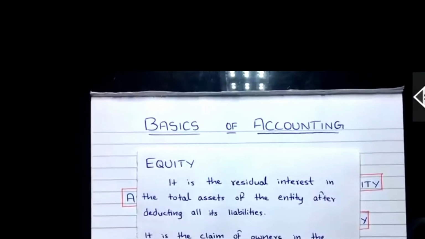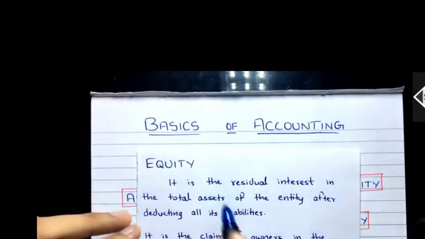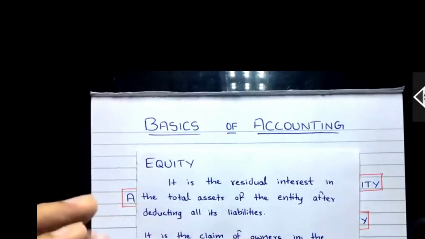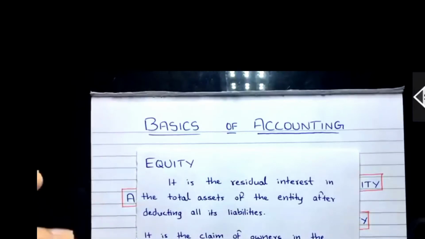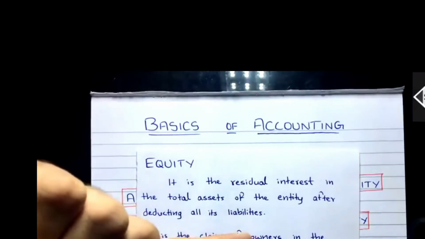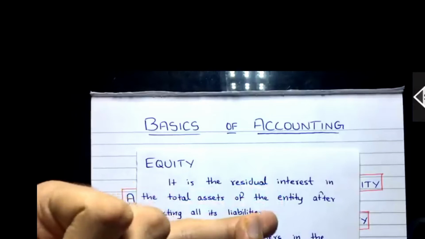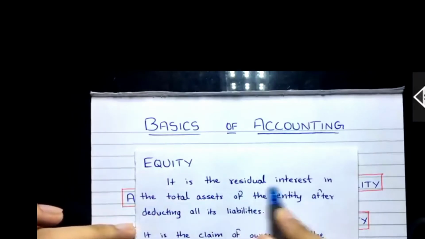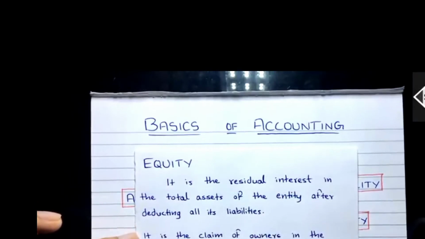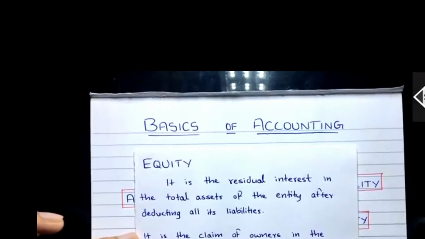Okay, see here, when the company is wound up, what will the owners get? The owners will get whatever is left. First the liabilities will be paid and then their capital will be paid. So that is what is meant by residual interest. They have a claim, the owners; it is the claim of owners.